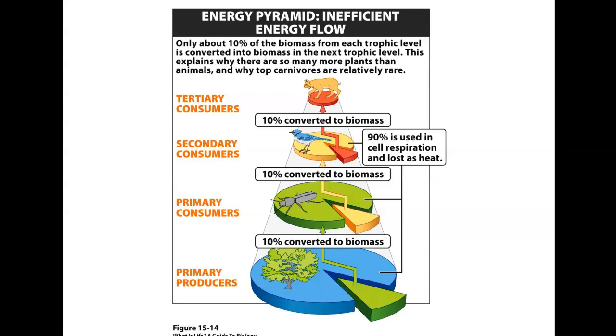So you have the bottom part, so you have the large portion, 10% converted into biomass. You go to the primary consumer, you're taking another 10%, goes to the secondary, another 10%, and then the tertiary is going to be 10% of that. So we're going to smaller and smaller amounts.